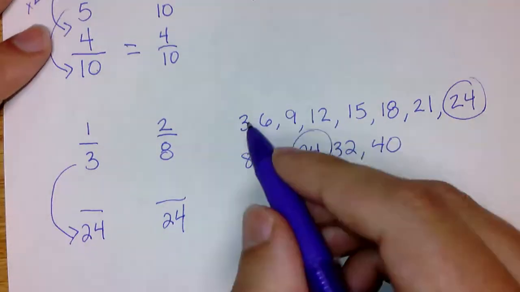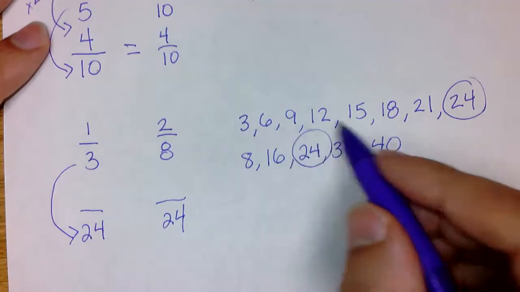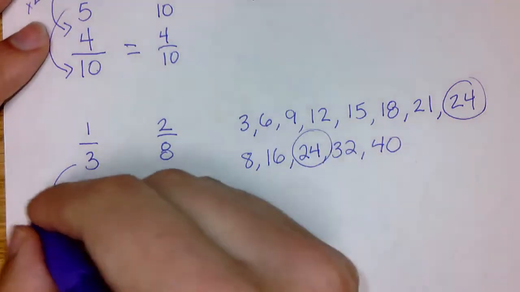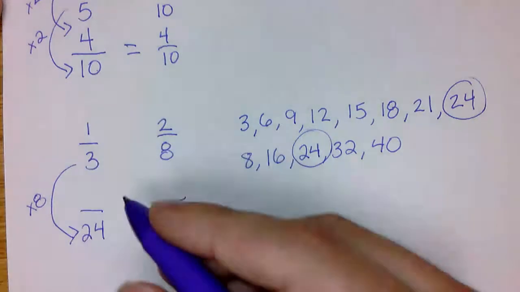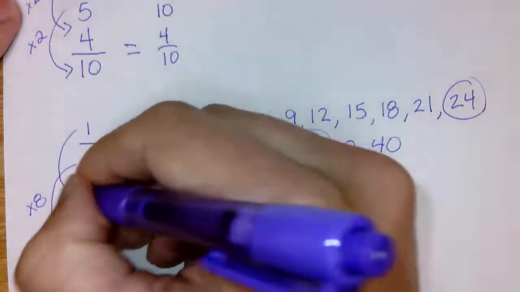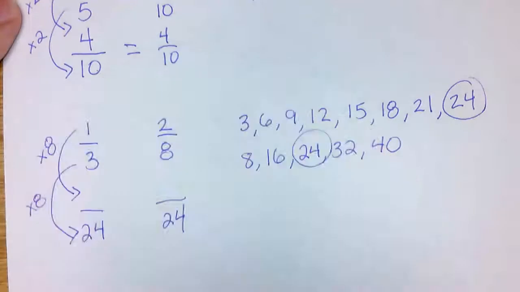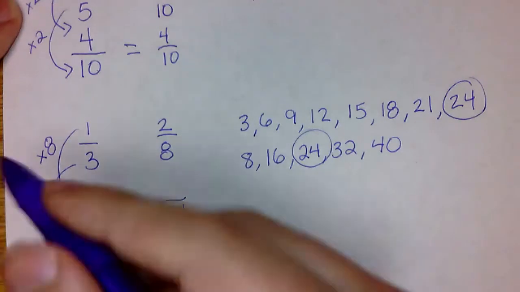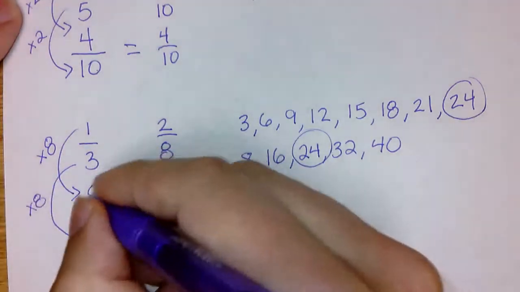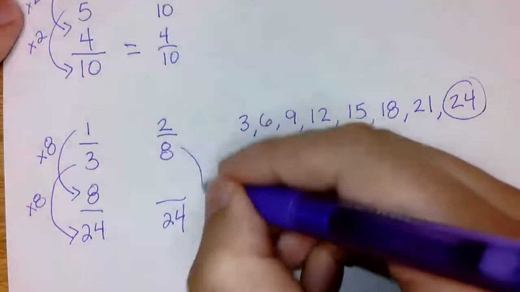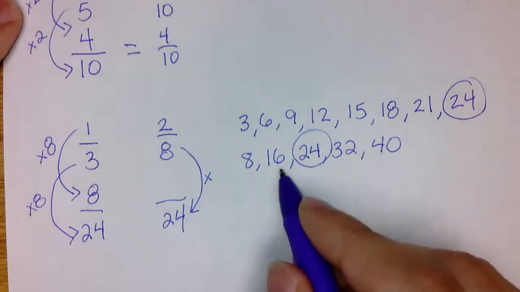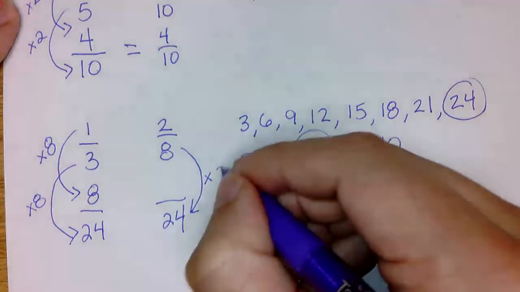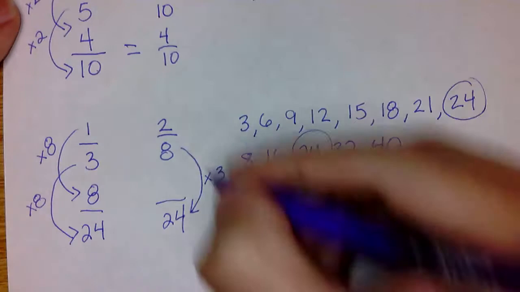Well, we can count our multiples. This would be 3 times 1, 2, 3, 4, 5, 6, 7, 8. So we multiplied our denominator by 8. Just like before, we're going to have to multiply our numerator by the same number, so we're multiplying by something equivalent to 1. 1 multiplied by 8 gets me 8. Now I need to look to see, what do I multiply 8 by to get 24? 8 times what is 24? Well, this is 8 times 1, 8 times 2, 8 times 3 is 24.